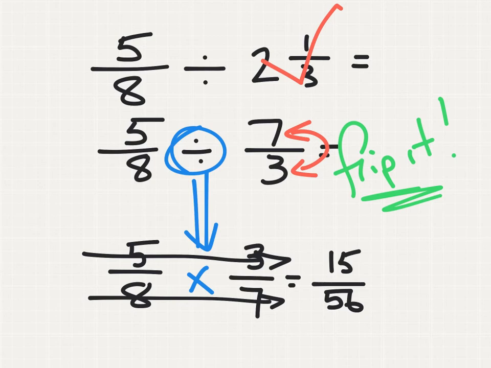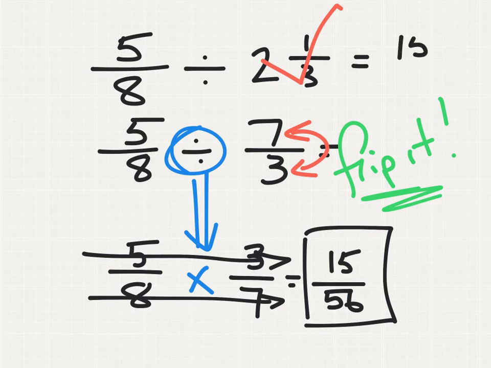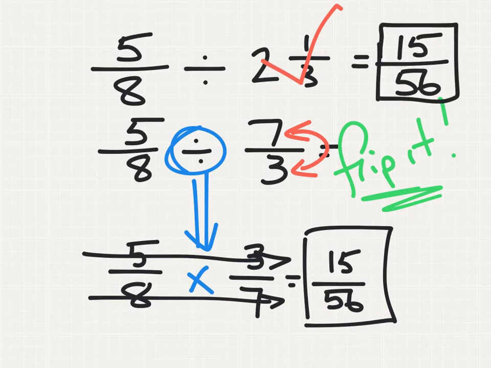The factors of 15 are 1, 3, 5, and 15. None of those factors are shared by 56. So this fraction, 15 over 56, is already simplified. So that 5/8 divided by 2 1/3 is 15/56, or 15 over 56.